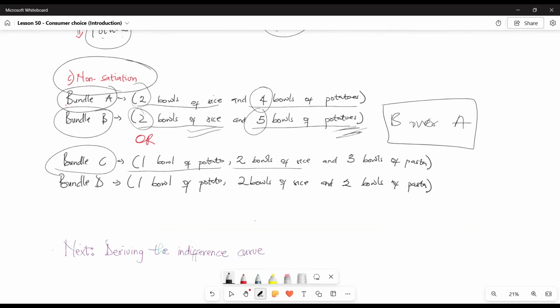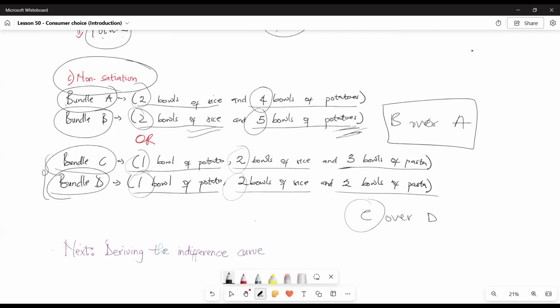Now, we can also look at another case where you give Ella bundle C, which has 1 bowl of potato, 2 bowls of rice, and 3 bowls of pasta. And you give Ella bundle D, 1 bowl of potato, 2 bowls of rice, and 2 bowls of pasta, and you ask Ella to choose between bundle C and bundle D. Now, in this case, non-satiation means that Ella should choose bundle C over bundle D. This means that even though bundle C and D both have 1 bowl of potato and they both have 2 bowls of rice, because bundle C has an extra bowl of pasta, Ella should choose that one over bundle D. So non-satiation simply means that every time there is more of a good, it gives you a higher level of satisfaction. So more is always better than less of the good.